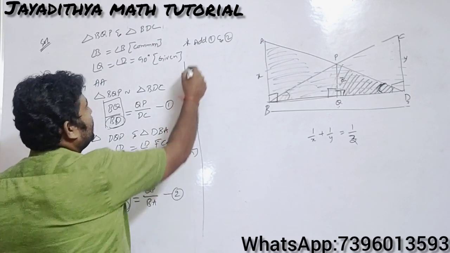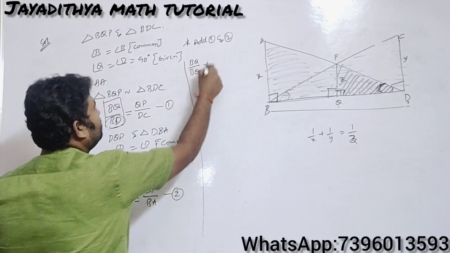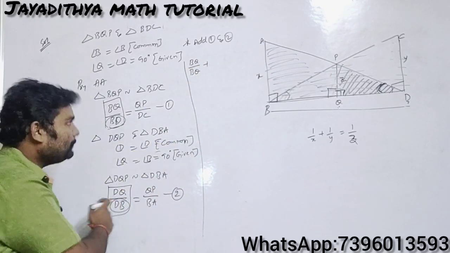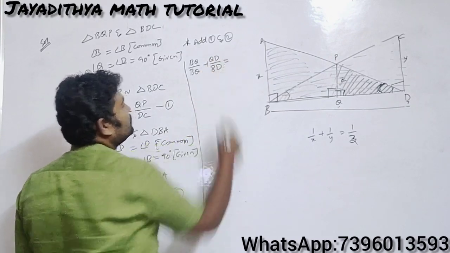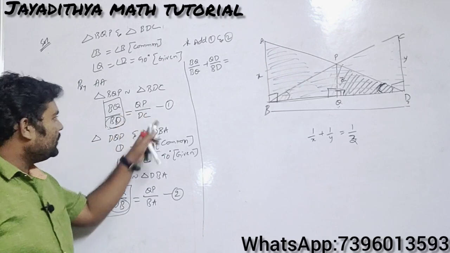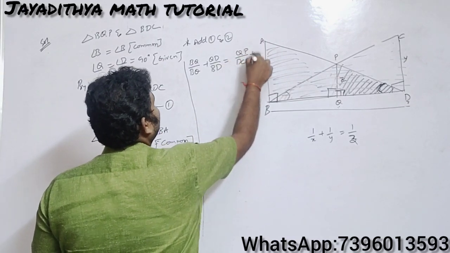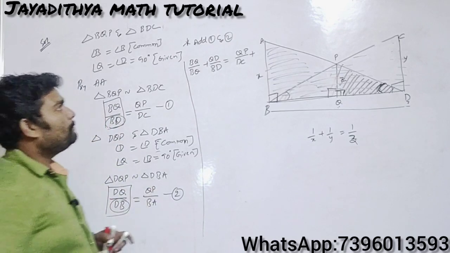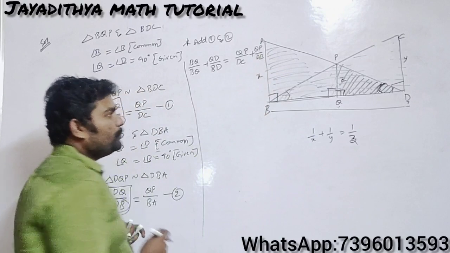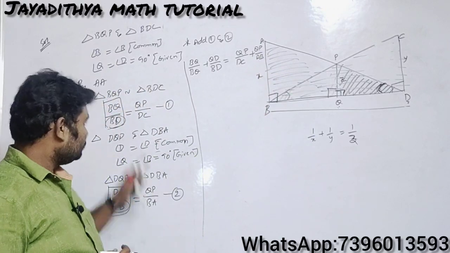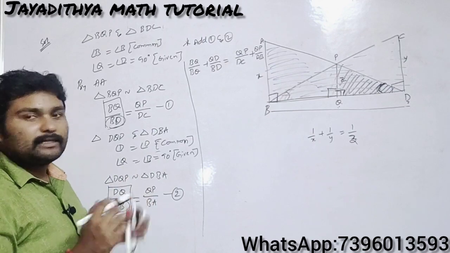So if you add them, what happens? Let us see. In LHS it is BQ by BD plus QD by BD, which is equal to how much? On the RHS you have QP by DC plus QP by AB. So here you have added both. So let us see what happens now.